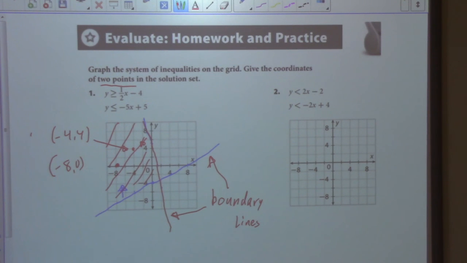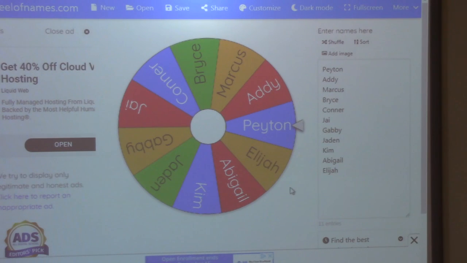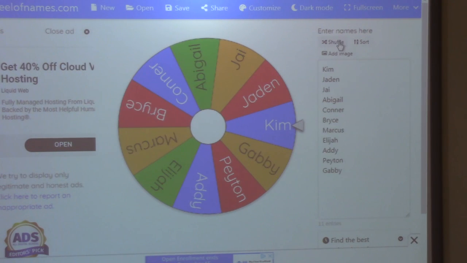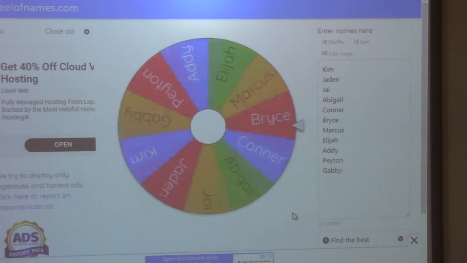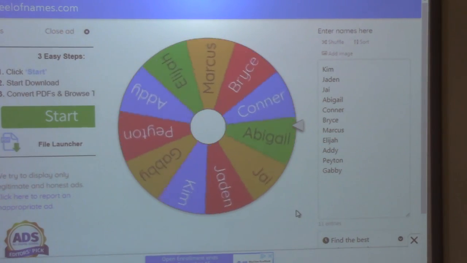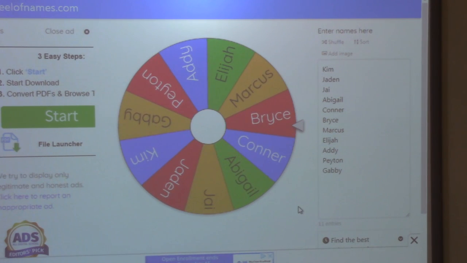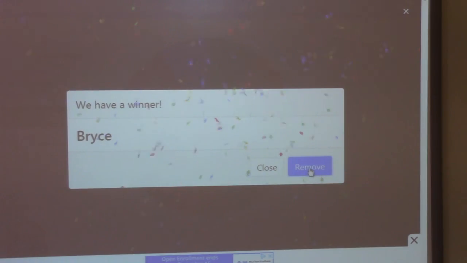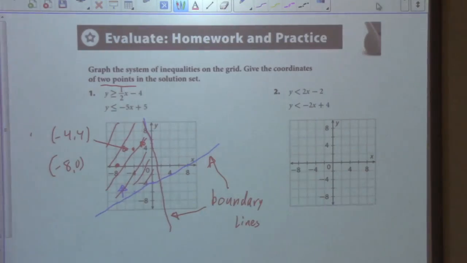Okay, I'm going to spin the wheel here. Let's see, it shuffled a couple times. Here we go. It's going to be Bryce. Okay, Bryce. Go, Bryce. Okay, we got our birthday boy from last Friday. Go ahead, Bryce.